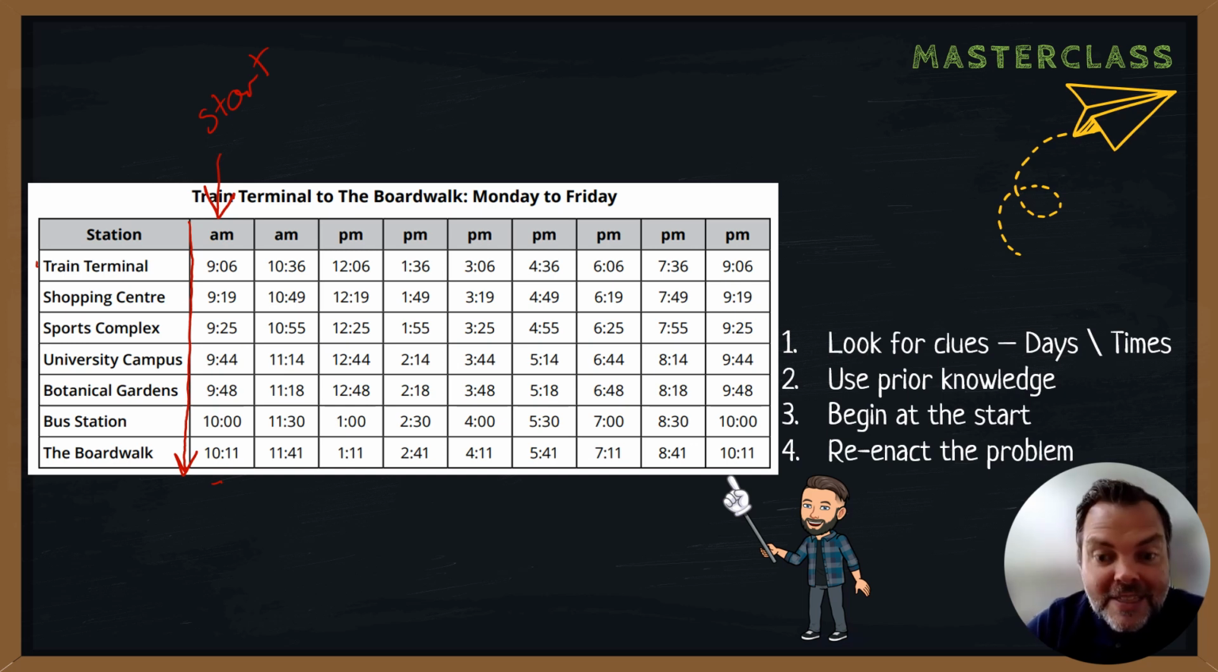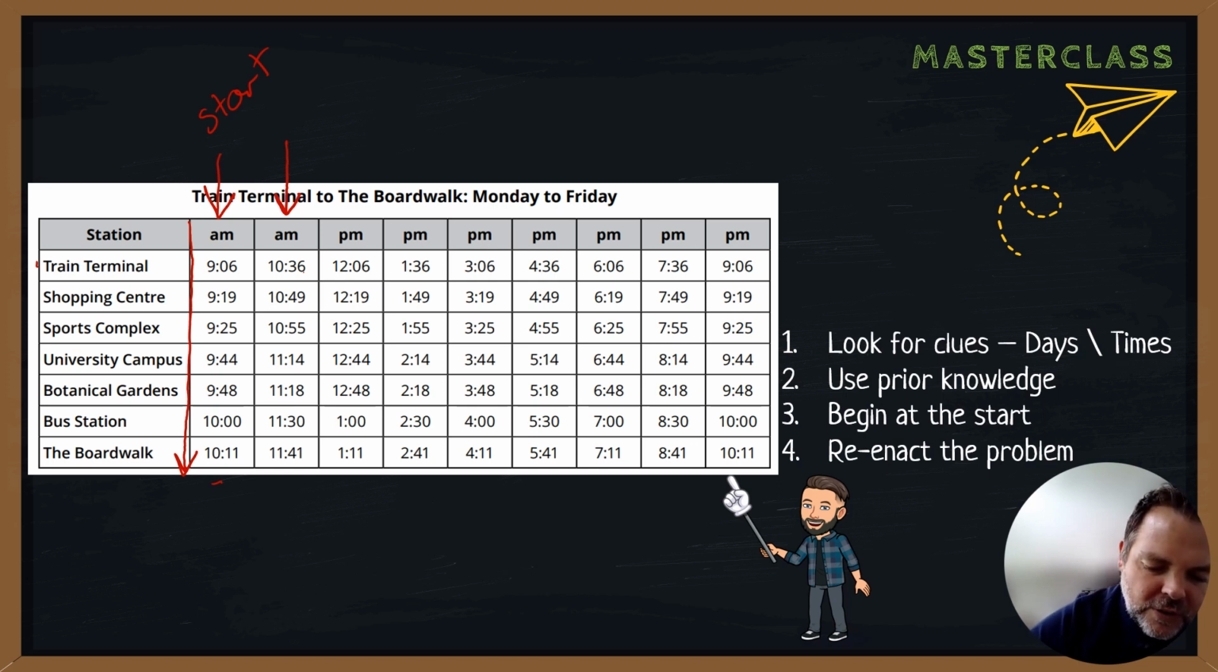Then there's another train that leaves here at 10:36, and that train goes this way as well. And so that's how we look at our timetable. We try and navigate: where do we start and where do we end? And you can see here that this train goes through all of these train terminals.